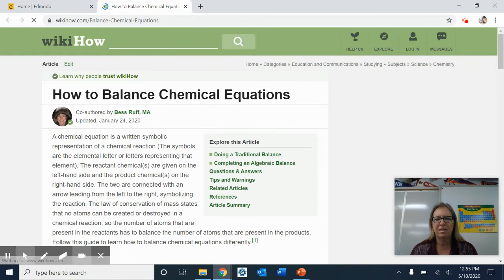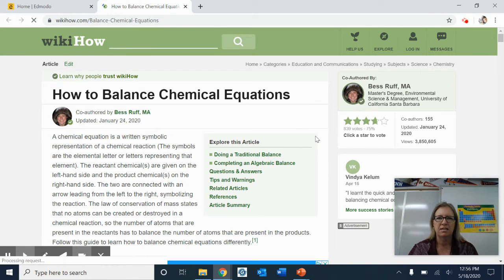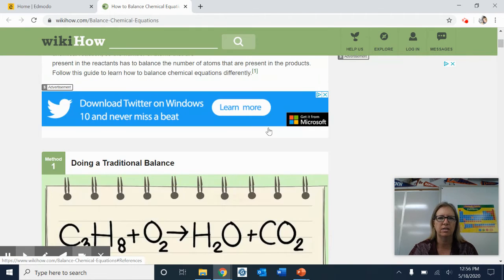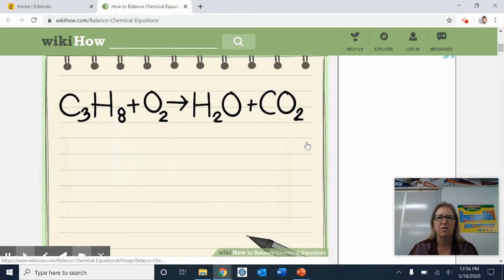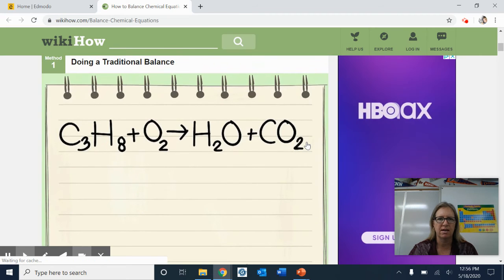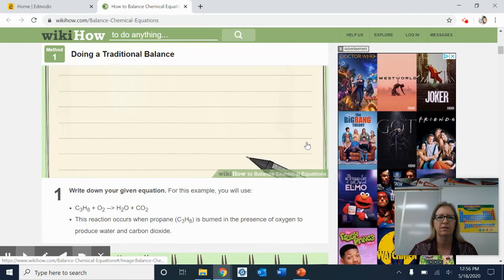If you guys pay attention to the website here, this is WikiHow for balancing chemical equations. It's got some good pointers and some good diagrams on how to balance these things out. Okay, so this is just traditional balancing here.